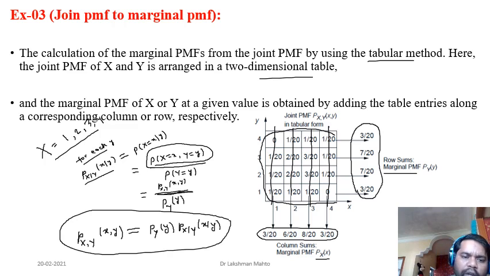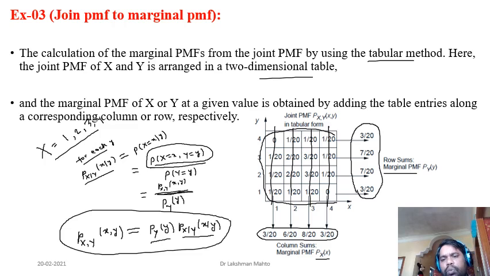Someone is asking how to calculate the joint PMF of any two random variables. It is simply the product of the marginal PMF and the conditional PMF. So here, y you have taken first. So you will write first the marginal PMF of y, then the conditional PMF of x given y. So this is the approach.